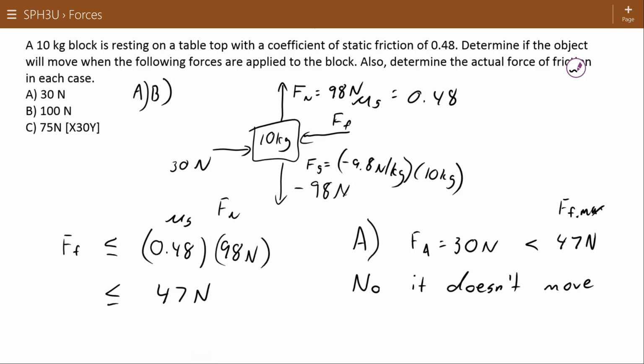Now the second thing here says determine the actual force of friction in each case. Well, this is just the maximum, right? This isn't the actual value. If you push on the side of this crate with 30 newtons, the force of friction will have to equal 30 newtons to resist that push. So in A, the actual force of friction is 30 newtons, not the maximum value 47 that was calculated.